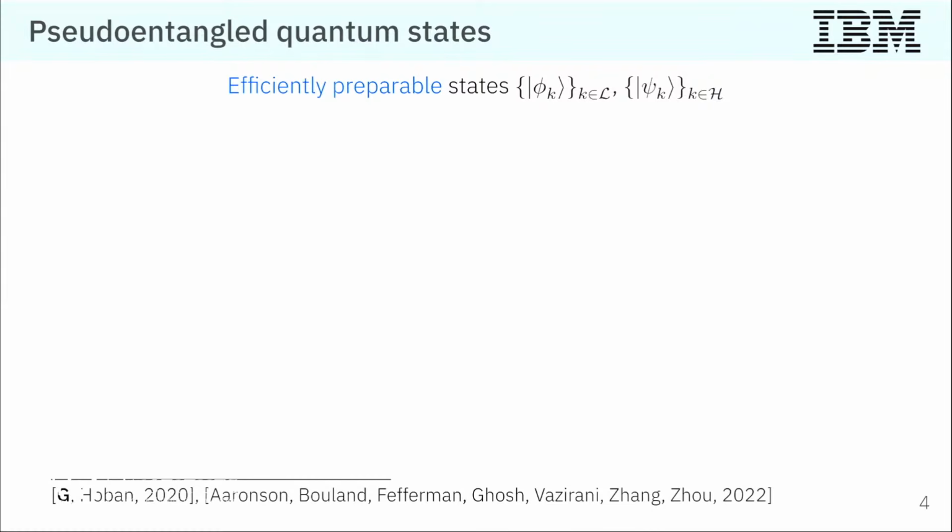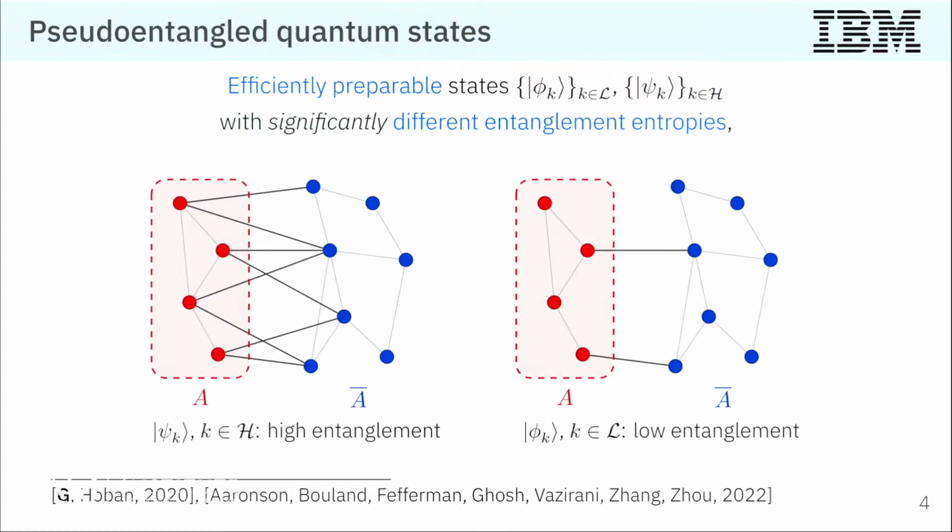So pseudo-entangled states are very similar in spirit, except in this case we have two families of states, which I'll denote as phi k and psi k. And you see now that the key k that instructs you on how to prepare the state can come from either a set which I'll label L, as in low entanglement, or H, as in high entanglement. Just to give you some intuition before I show you the more formal definition: imagine that these two graphs represent quantum states where the vertices are qubits and the edges are entanglement between the qubits. Then you would fix a bipartition of the qubits, splitting them into a set A and its complement. And then what you want to know is how much entanglement is between these two partitions.